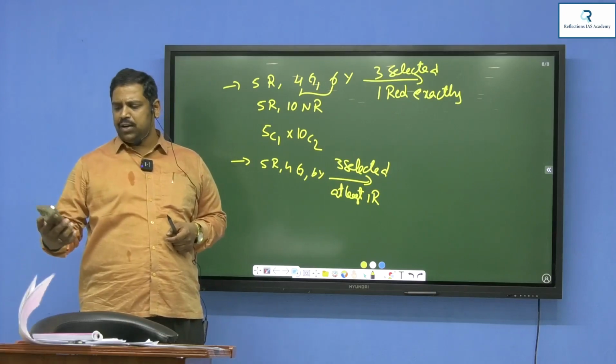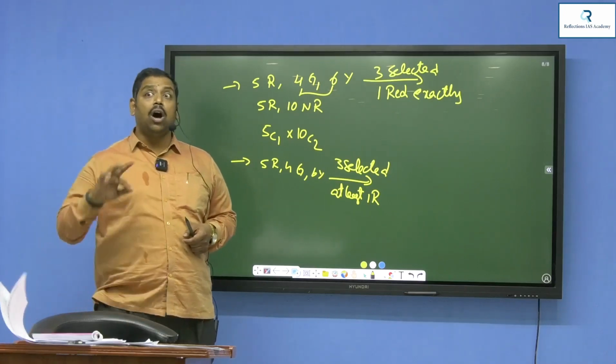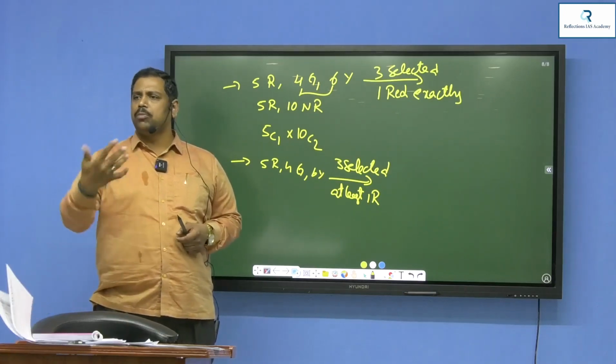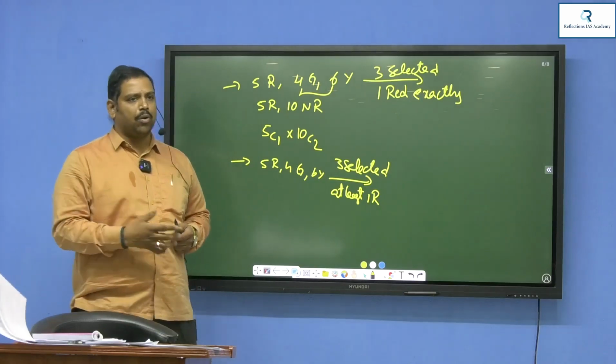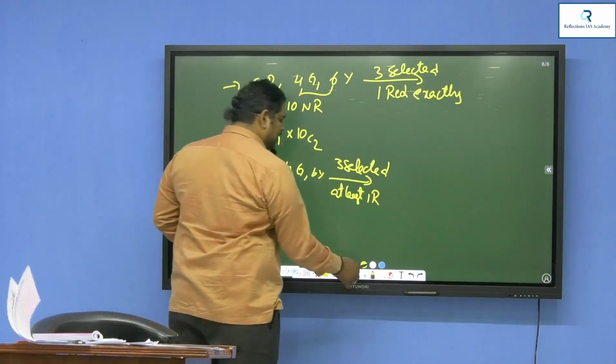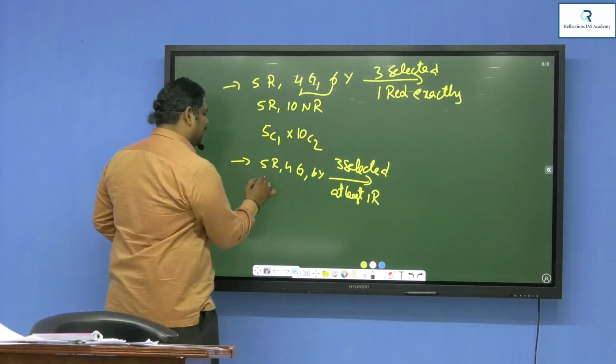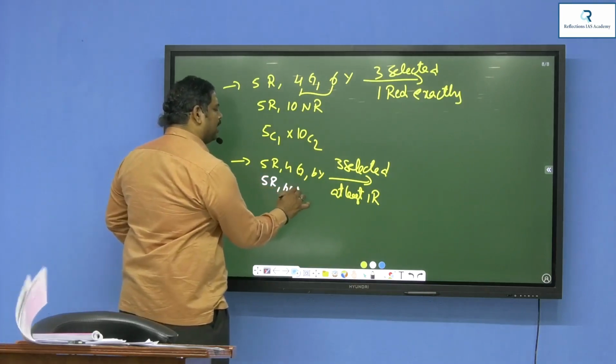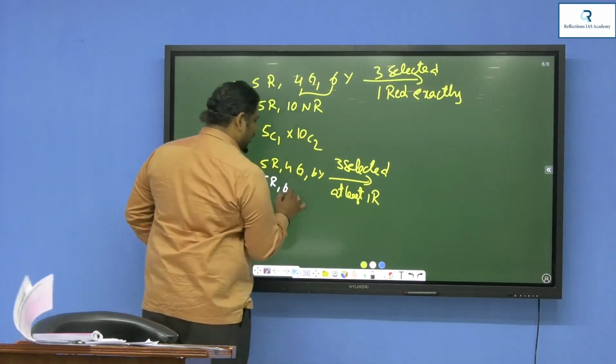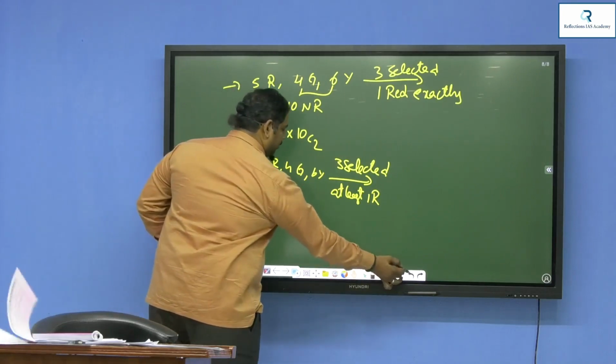What is the meaning of at least 1? 1 or more. Okay. So, anyhow, the condition is on red. So, we will say that there are 5 red and 10 non-red.